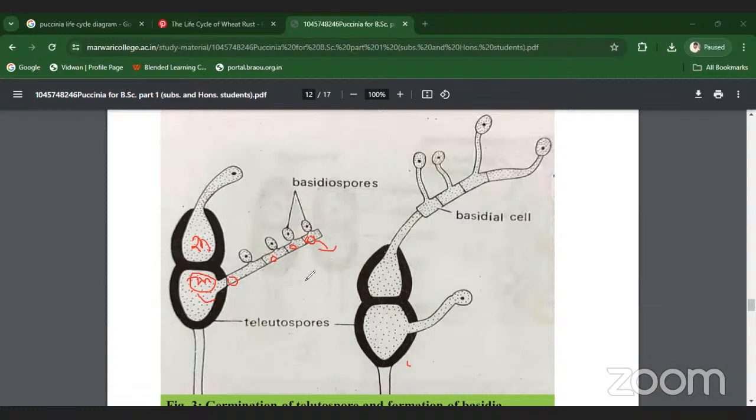Now the promycelium forms. After that, just beside the septa, bulb-like structures form. The four nuclei enter into four bulb-like structures. This is called the basidiospores. Now the basidiospores are formed.